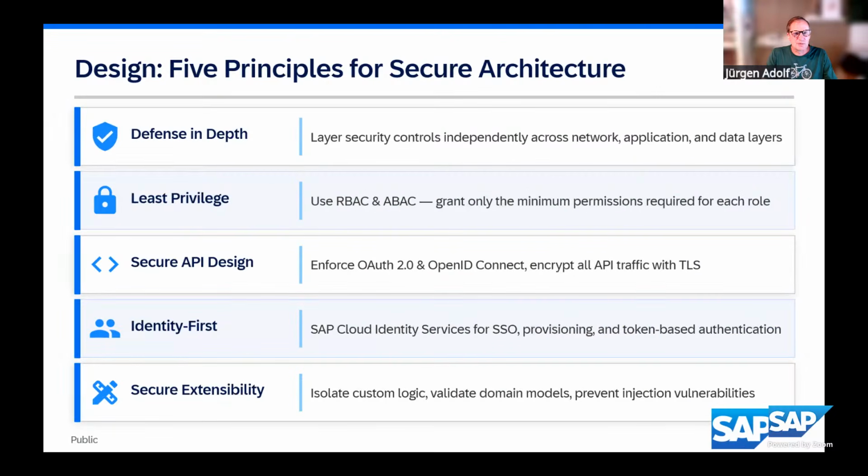Then let's come to the design phase. That's where you define both the user experience and the technical architecture. It is the right moment to embed security decisions directly into your design. We have 5 principles which should guide your architecture. First is defense in depth, which means layering security controls independently across network, application, and data layers. If one layer fails, the others hold.